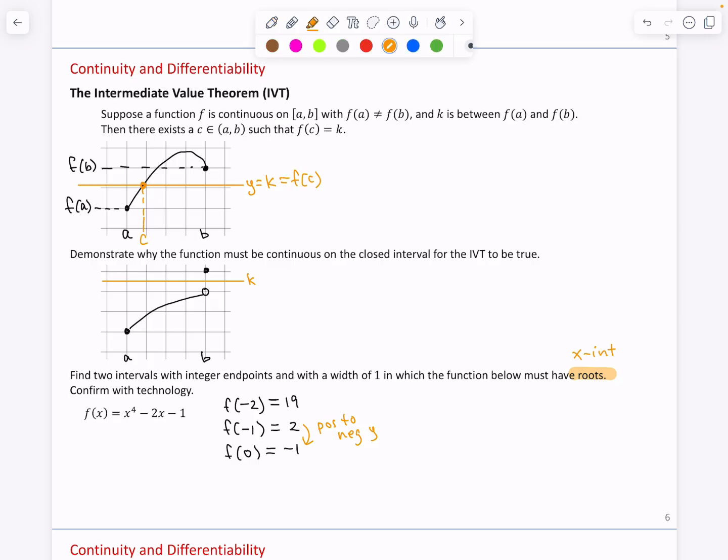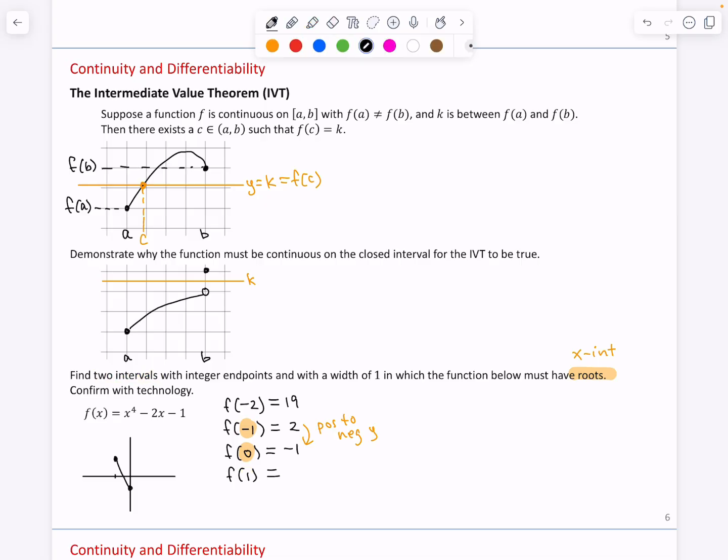So it must be true that for some x between negative 1 and 0, there's an x-intercept, because this function's a polynomial, and all polynomials are continuous. So plotting these last 2 points, knowing that we have to connect the dots in a continuous way, means we must cross at least once between x equals negative 1 and x equals 0. Now we are asked to find two such intervals, so let's continue finding y-coordinates.